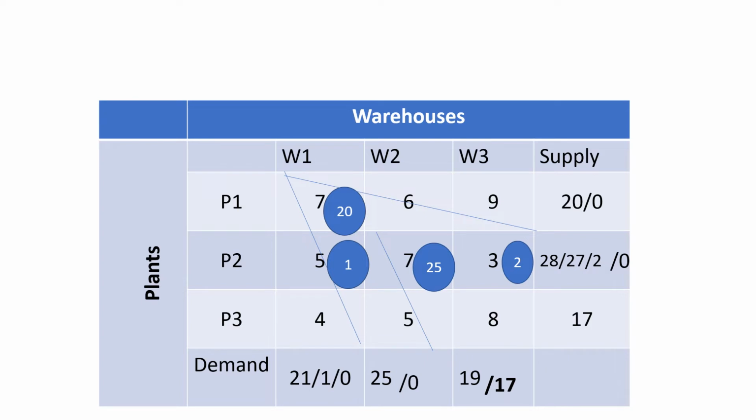And finally, we cannot move horizontally, so we will cross out this. And finally we are left with only one cell. So supply is 17, demand is also 17, so we will be allocating 17 to this particular cell.